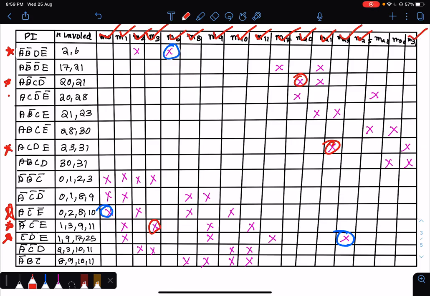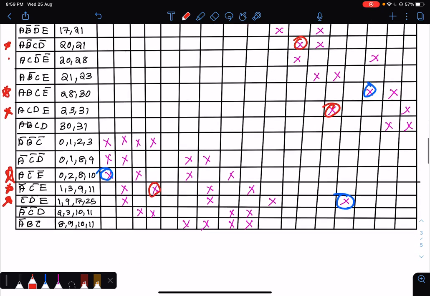Next, M28, two possibilities, this and this. If I select this, 20 is already covered, 28 will be covered. If I select this, 28 and 30 will be covered. So select the prime implicant covering the maximum number of terms. So this one, such that all our minterms are covered.